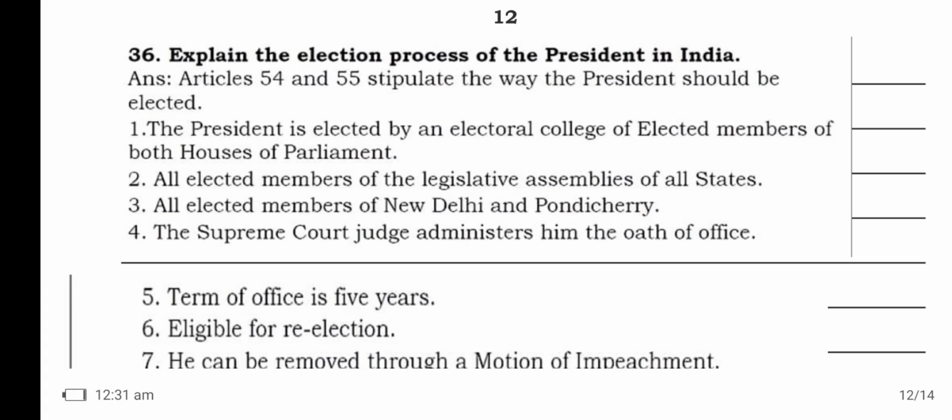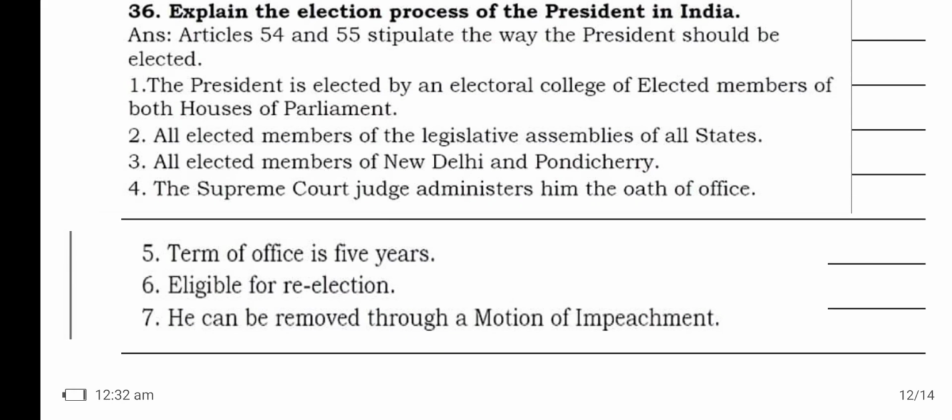Explain the election process of the President of India. Articles 54 and 55 stipulate the way the President should be elected. The President is elected by an electoral college of elected members of both the houses of Parliament, all elected members of the legislative assemblies of all states, and elected members of New Delhi and Pondicherry too. A Supreme Court judge administers the oath of office. The term of office is 5 years. He is eligible for re-election. He can be removed through a motion of impeachment.